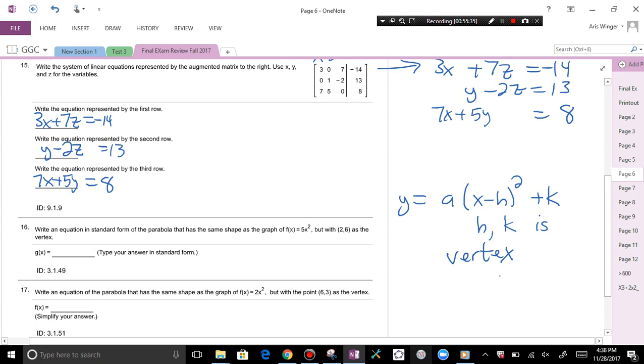What is a in this case? A is the coefficient of x squared. So a for us is what number? A is 5. What's h? That's right, it's the x coordinate. What's the x coordinate of the point (2, 6)? 2, and k is 6. g of x equals 5 times (x minus 2) squared plus 6.